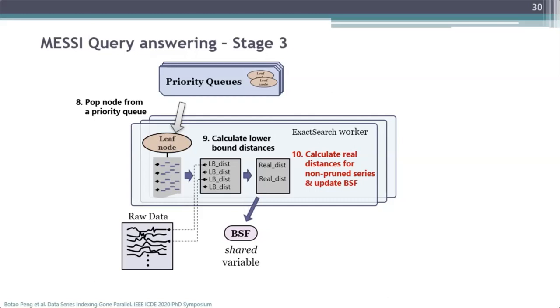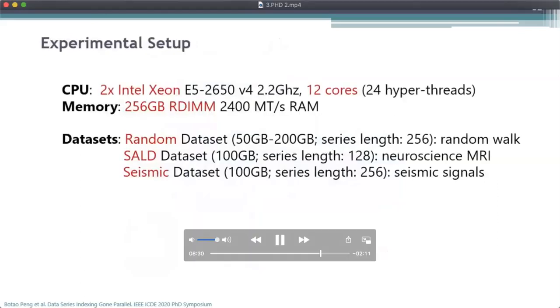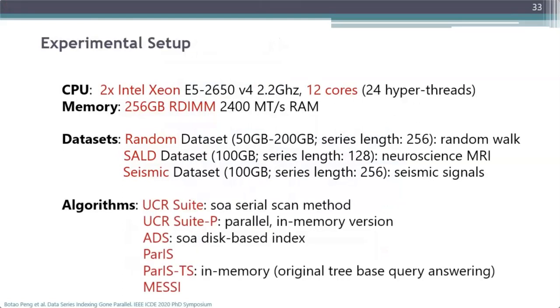At the end of the calculation, the value of best so far is returned as the nearest neighbor answer. We ran experiments with synthetic datasets, as well as real datasets from neuroscience and seismology. We compared our algorithms, Paris and MESSI, to several baselines, including the optimized serial scan algorithm, and the state-of-the-art disk-based index, developed in our previous work.